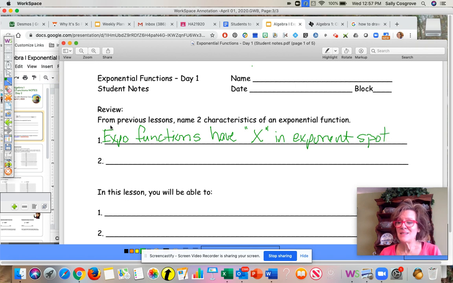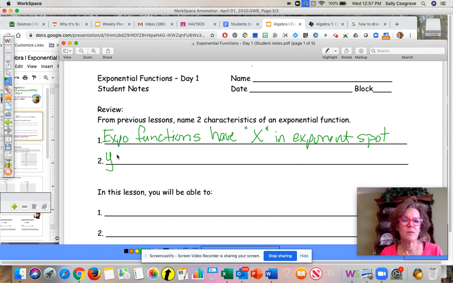The second thing that we said about exponential functions is that they have a constant ratio. That is, you are multiplying by the same value down the y column. And we compared that to linear functions. Remember, we said in linear functions, we have a constant rate of change. That is, we are adding or subtracting the same number down the y column. But in exponential functions, the y values change by multiplying.